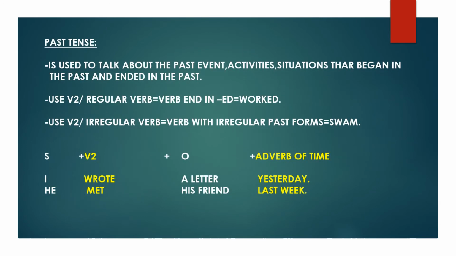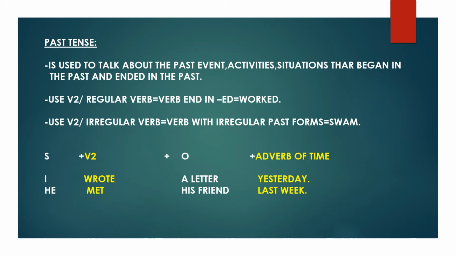Past tense is also used to talk about a past event, activity, or situation that began in the past and ended in the past. So it was a completed action. It also uses regular verbs that end in -ed, and irregular verbs, for example, swim, swam. Now we use the past tense in the form of a main verb. The formula is subject plus verb 2 or past tense plus object plus the adverb of time.